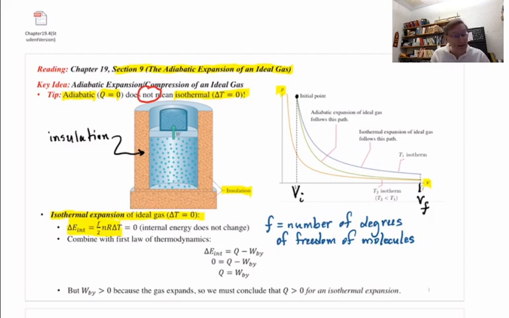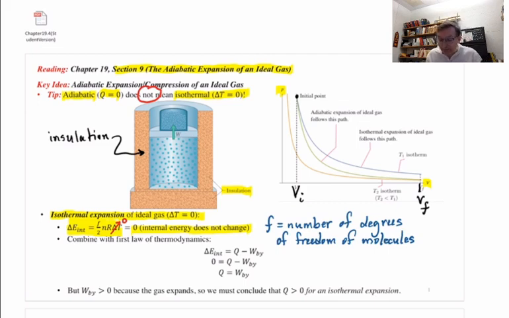And let's apply it to an isothermal expansion of an ideal gas. Well, since isothermal means delta T equals 0, that part right there is 0. So the internal energy change is 0. The internal energy doesn't change in an isothermal expansion.